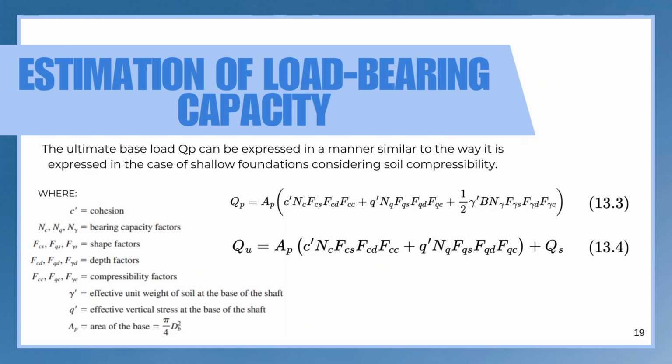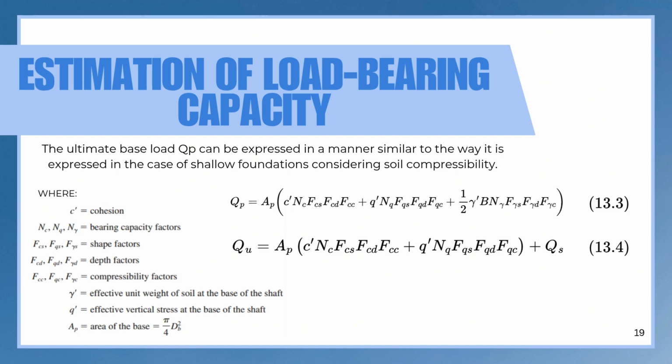Equation 13.3 expresses the ultimate base load Q_p in a form similar to shallow foundations, while incorporating the effects of soil compressibility as introduced earlier. When applying this equation to deep foundations, the footing width B is replaced by the pile diameter D, and the effective vertical stress at the pile base is taken as q' = γ'L.